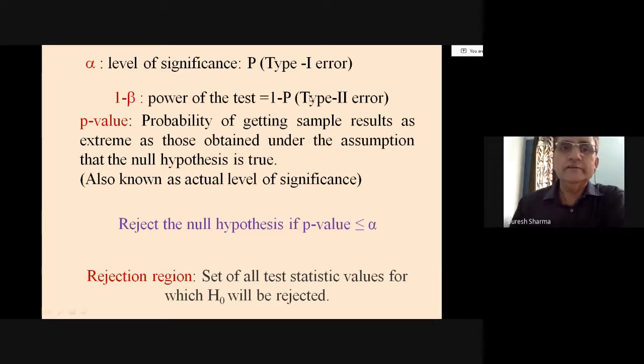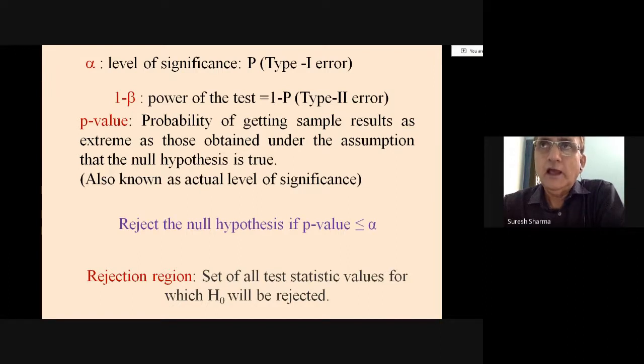The probability of type 2 error is basically called beta. Now, beta as such is not important. The important part is 1 minus beta. And 1 minus beta is called the power of the test. And the power of the test is directly related to your sample size and your sampling techniques.